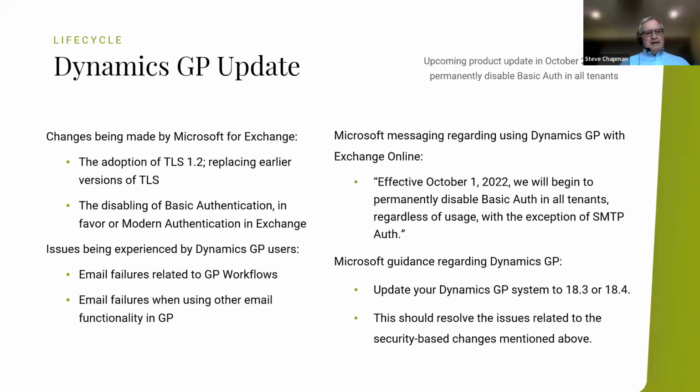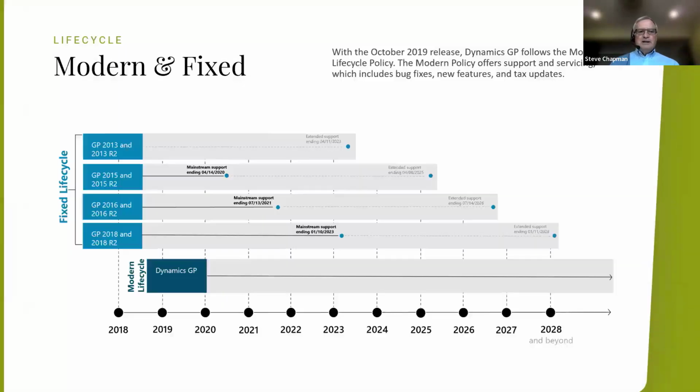Next I want to look at the life cycle that GP is on from a support standpoint. If you're on GP 2018 or earlier versions, you're on what's considered a fixed life cycle. That means when the version is released, you've got basically 5 years of mainstream support, and then after that, you've got another 5 years of extended support.